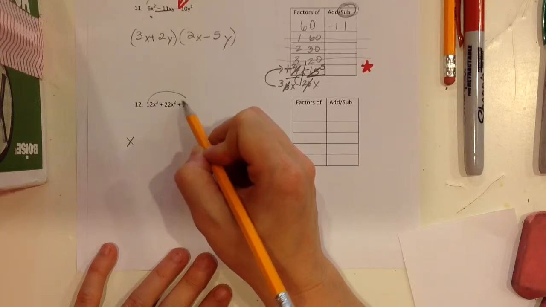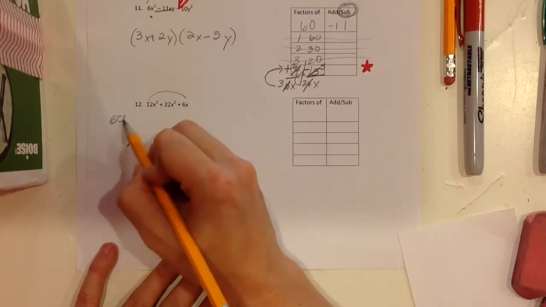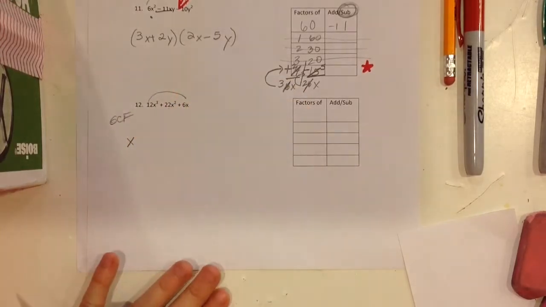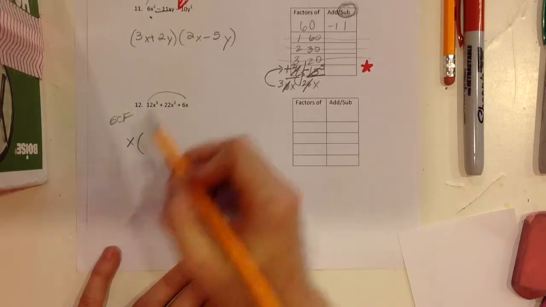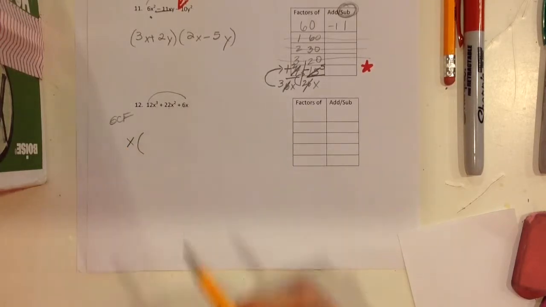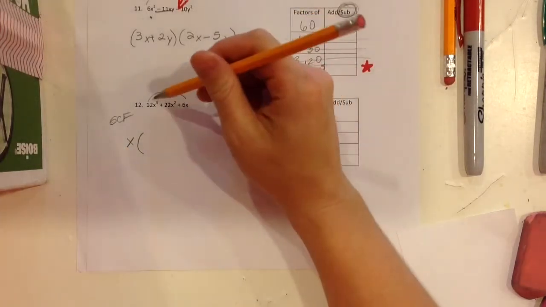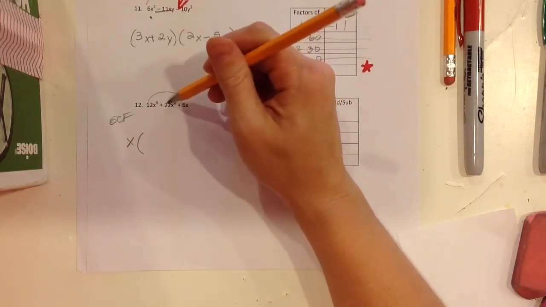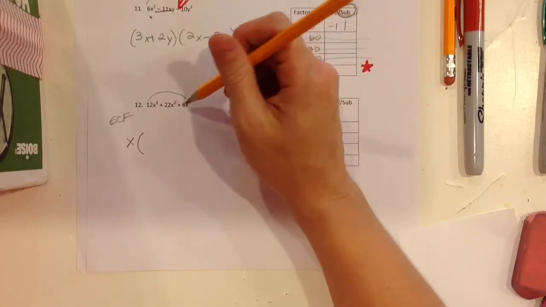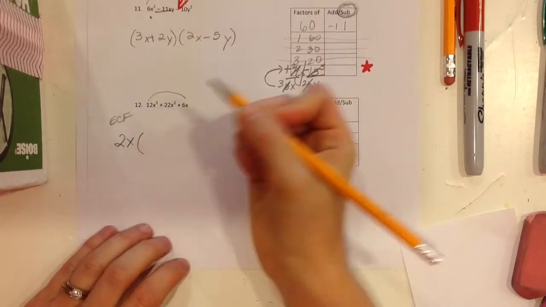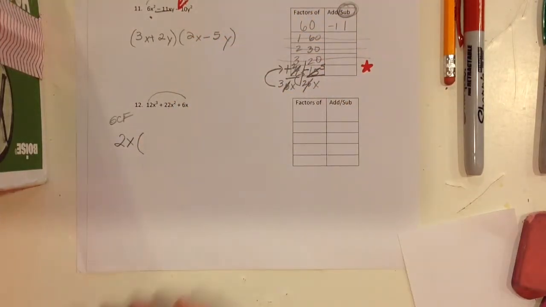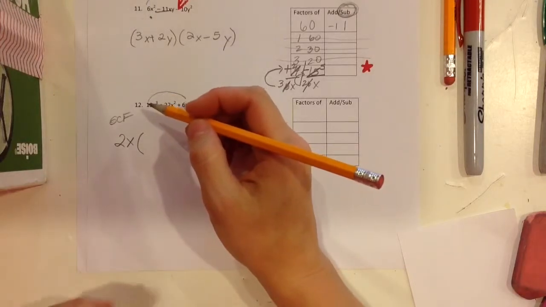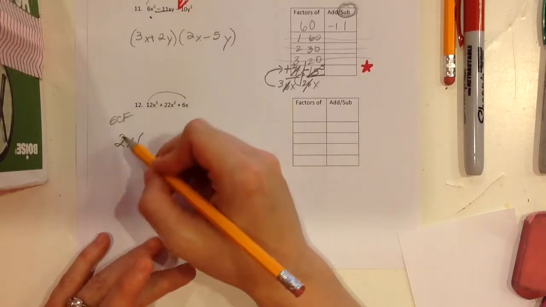The one with the smallest exponent is going to be my GCF for my variable. So x is going to be my GCF for your variables. And I have a 12, a 22, and a 6. I know 6 will go into 12. 6 won't go into 22. 3 will go into 12, but it won't go into 22. So I guess 2 is going to be my GCF for my numbers. And x is going to be the GCF for your variables. So let's go ahead and take those out.